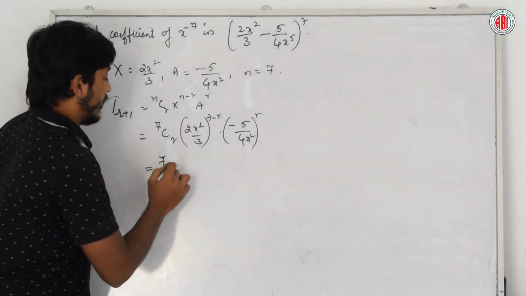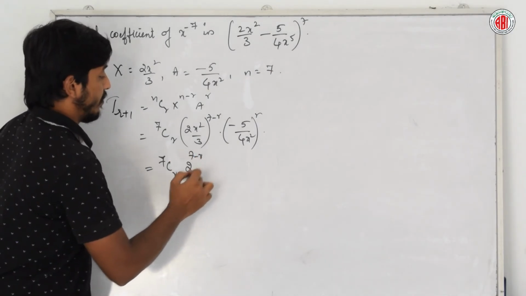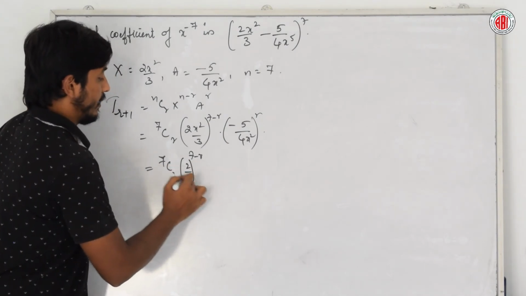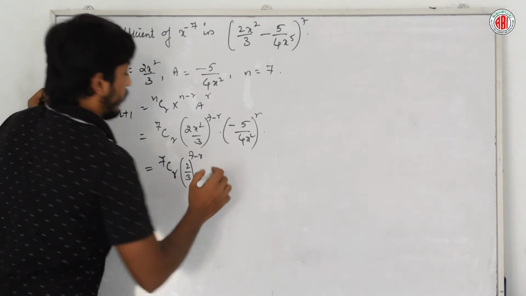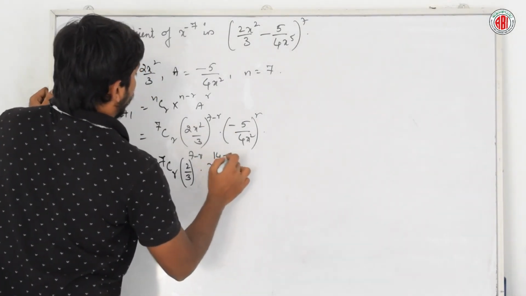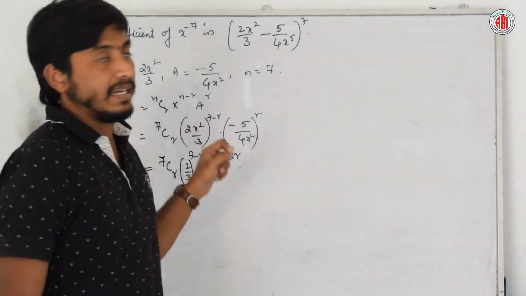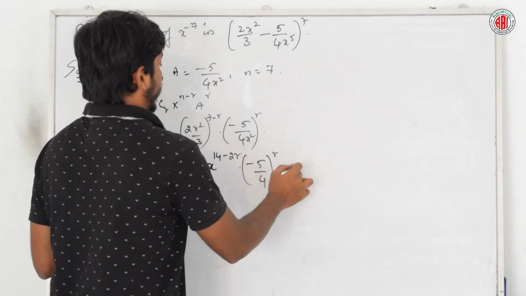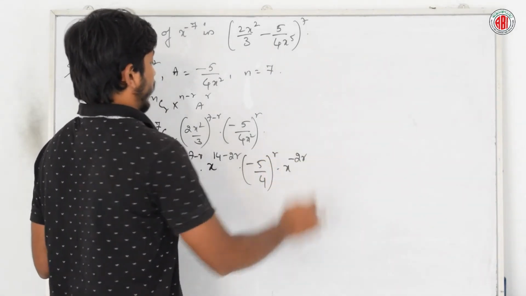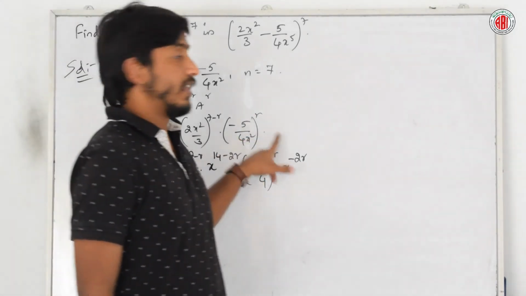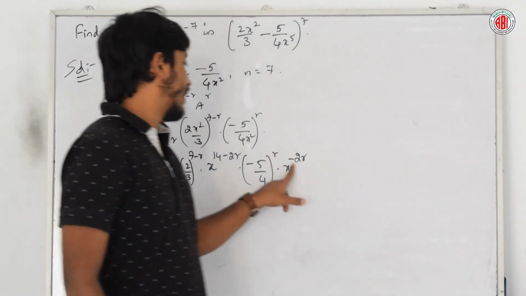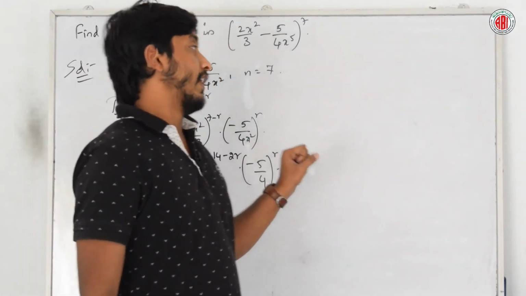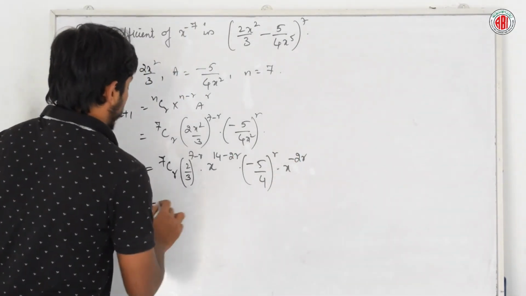So what do we get? 7Cr, 2 by 3 power 7 minus r into x power, let me multiply this, 14 minus 2r. Now let me write this separately. Minus 5 by 4 power r into x power minus 2r. Why? Since the x in the denominator we have written in the numerator, that's why minus. Since it has a square term, I have written it as 2 into r. Fine. Now let me write all together.